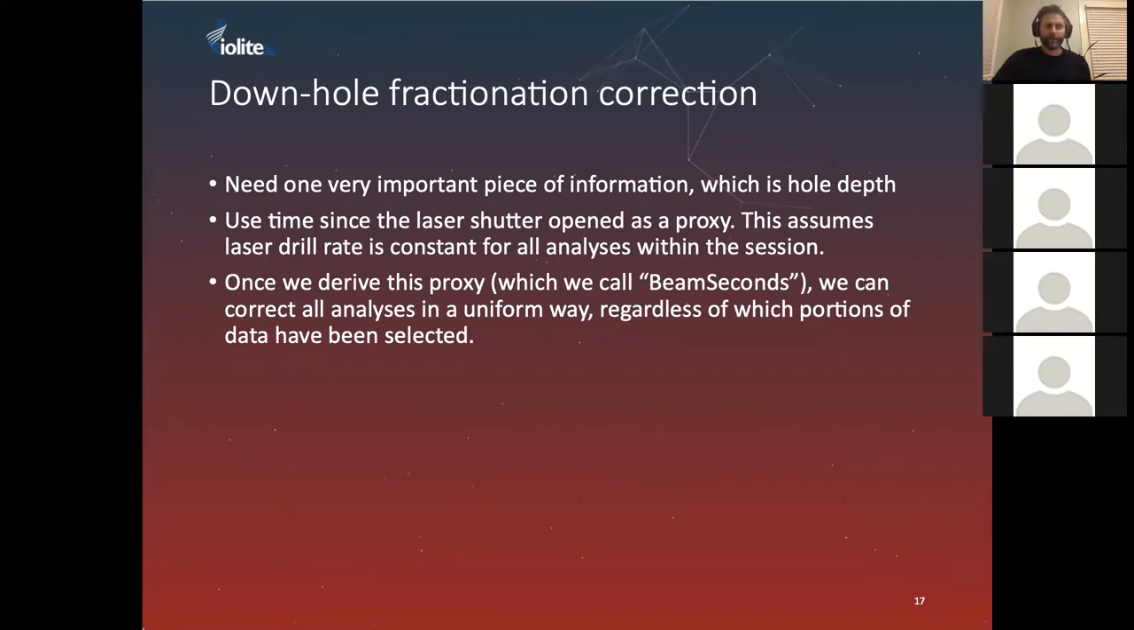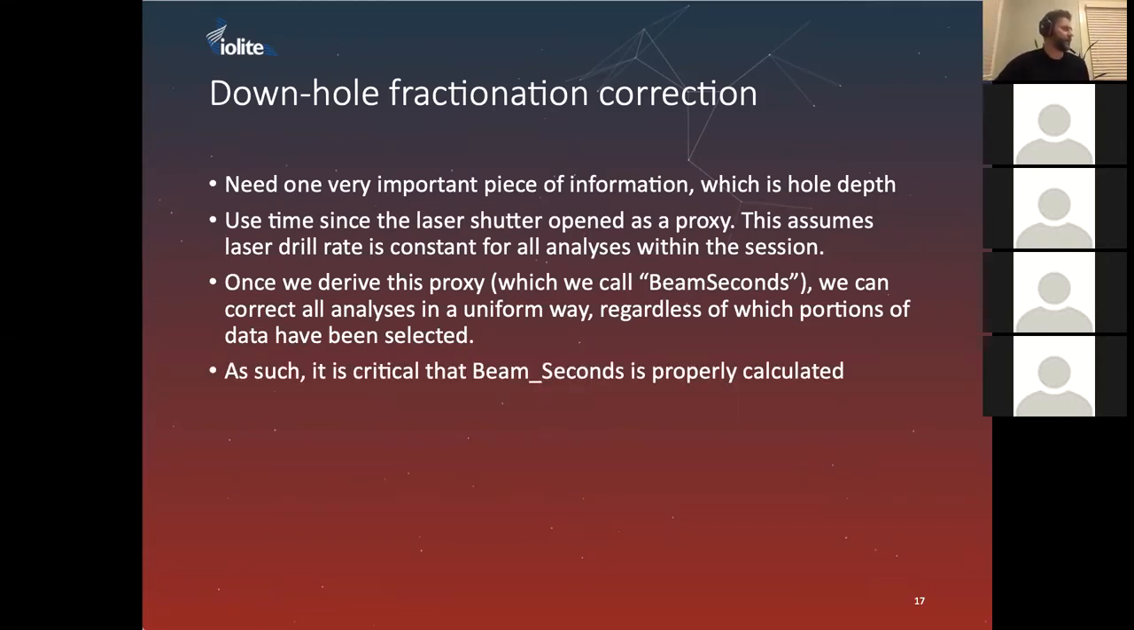We call this beam seconds. So it's just the amount of time that the beam has been on. And when we do this, it means that we can look at different analyses in the exact same way. And we don't have to use all of our analysis because we now have this proxy for depth. So if the first part of the analysis is affected by, say, surface contamination on top of your samples, we can ignore that because we have this relationship between beam seconds and our ratios. But it is critical that we do calculate beam seconds correctly.